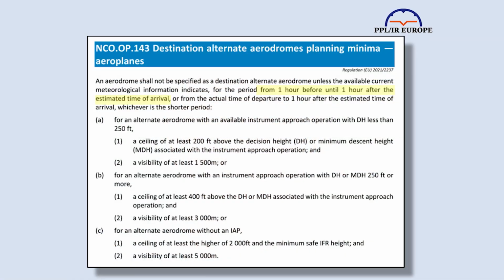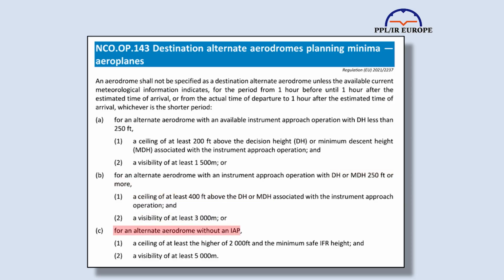But if the weather for the destination does not meet those criteria, then the alternate must be forecast to be similarly above weather minima for a period from an hour before until an hour after ETA. If the decision height is less than 250 feet, the cloud base must be at least 200 feet above the decision height or minimum descent height for the approach, and the visibility at least 1,500 meters. And if it's higher than 250 feet, then the ceiling must be at least 400 feet higher and the visibility at least 3,000 meters.